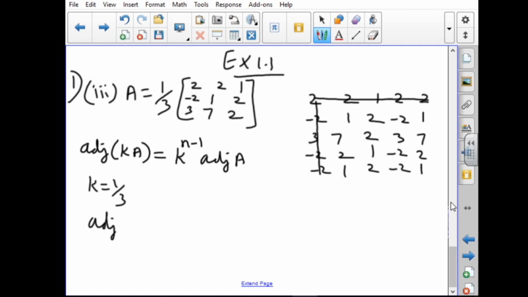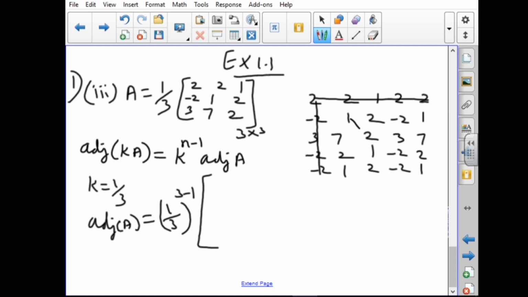Here it is A, we will take it as A. So the adjoint of Ka is equal to 1 by 3 the whole power n, where n is nothing but the order. The order is 3 by 3, so n is equal to 3. So 3 minus 1 into Aij the whole transpose. So we are going to write this now.